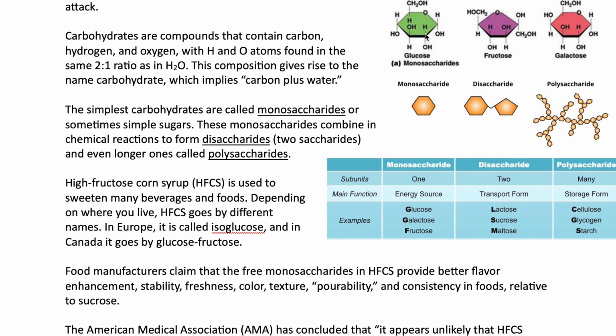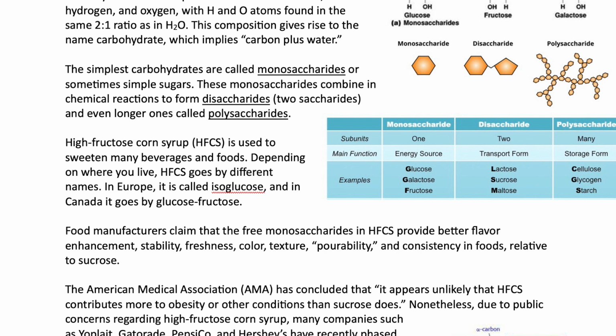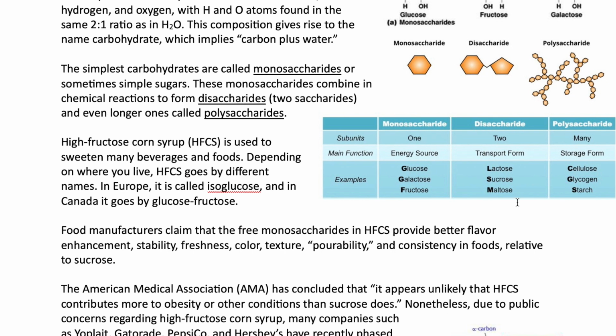The simple sugars, the monosaccharides, there are 3 different types that you need to know: glucose, fructose, and galactose. Interestingly, they all have the same chemical formula, but when you look at the structural formula, the way the atoms are arranged, they obviously look quite different from each other. And as a result, they have different properties. Here's a breakdown of the different mono-, di-, and polysaccharides.